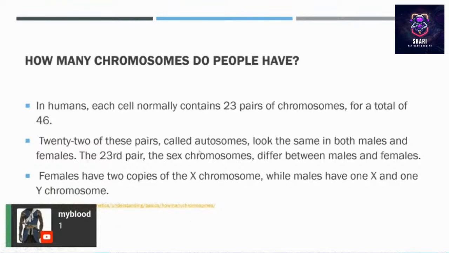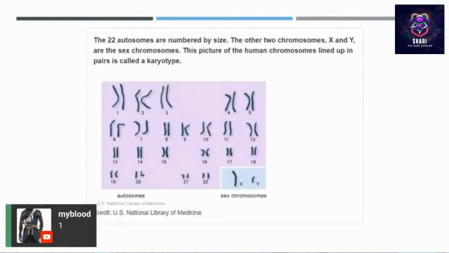Let's continue. So here's a graphic from the U.S. National Library of Medicine. All right. Just showing you a picture of the autosomes, the 22 autosomes, and the X and the Y chromosome.